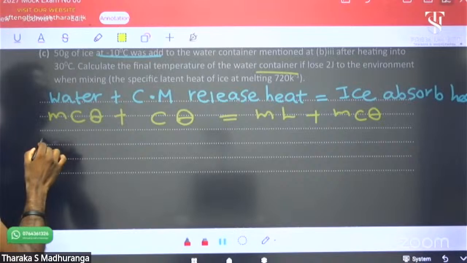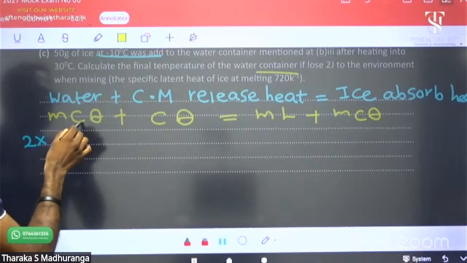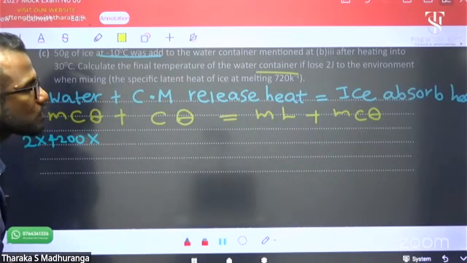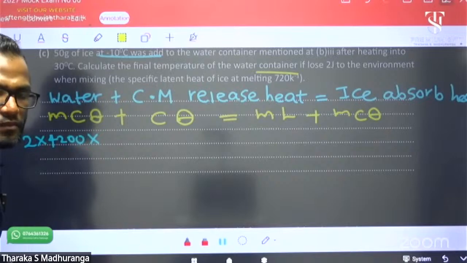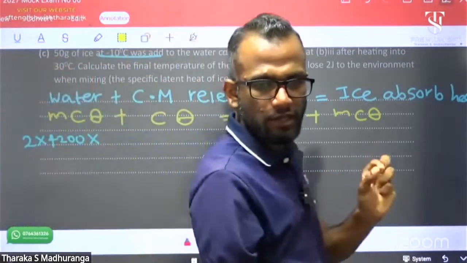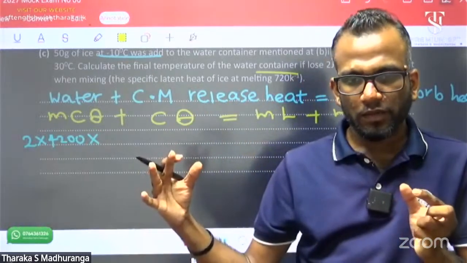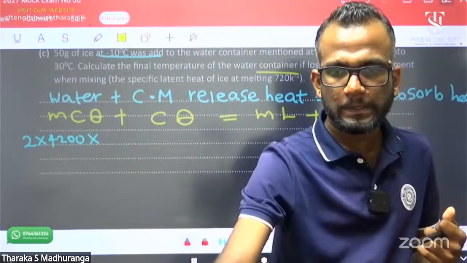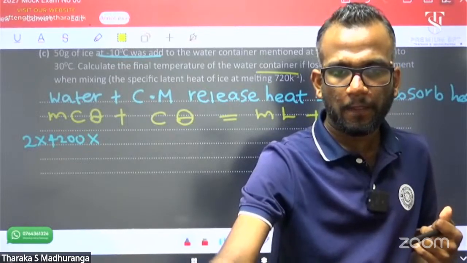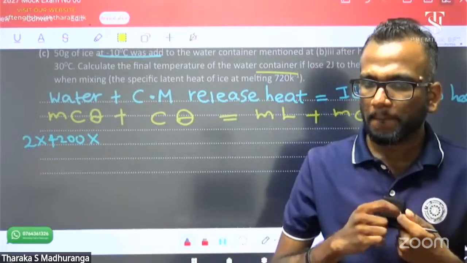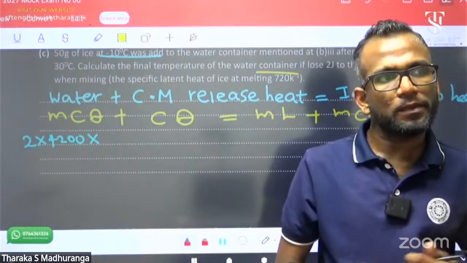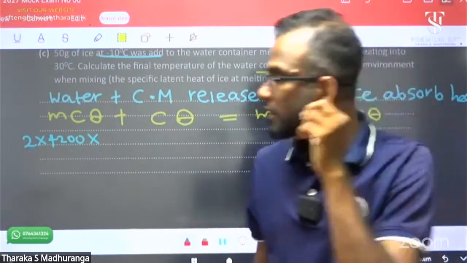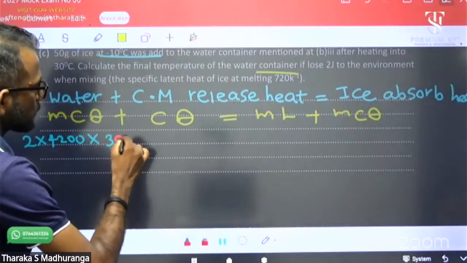Right. The mass of water is 2 kilograms. Specific heat capacity of water 4,200. Temperature difference of water, can you tell me? Water is initially 30 Celsius and it reaches the final temperature theta. What's the temperature difference of water? Yeah, 30 minus theta. Great. 30 minus theta.